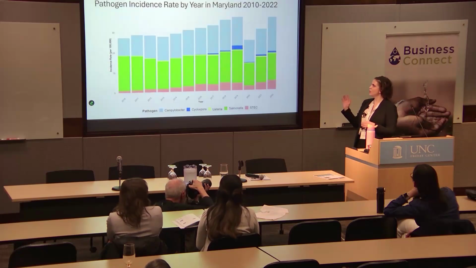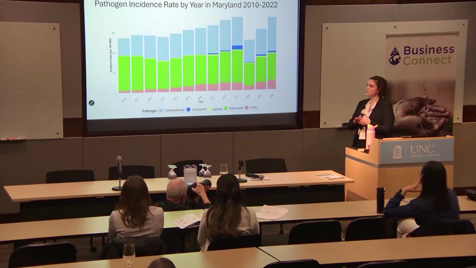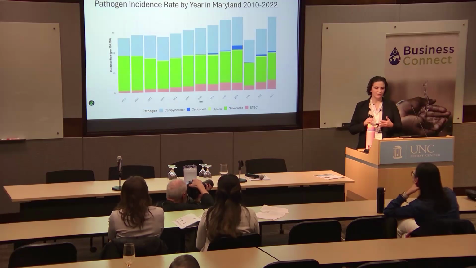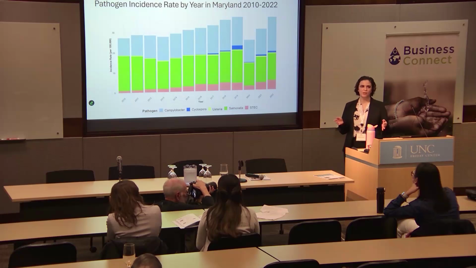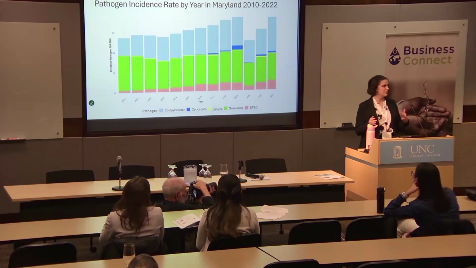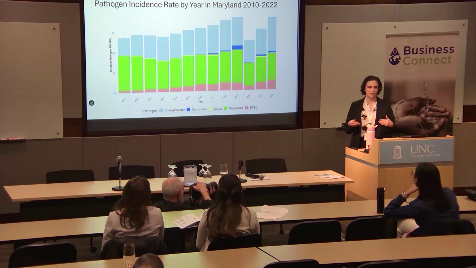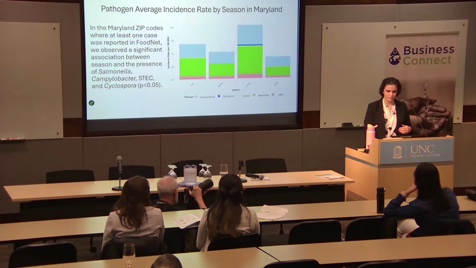So briefly just going over what we're seeing for the pathogen incidence rate by year. If you look at the light blue, which is Campylobacter, and the dark green, which is Salmonella, we can see these have the highest incidence rate from 2010 to 2022. Even with any fluctuations in reporting, we're still seeing they're the leading cause of infection.